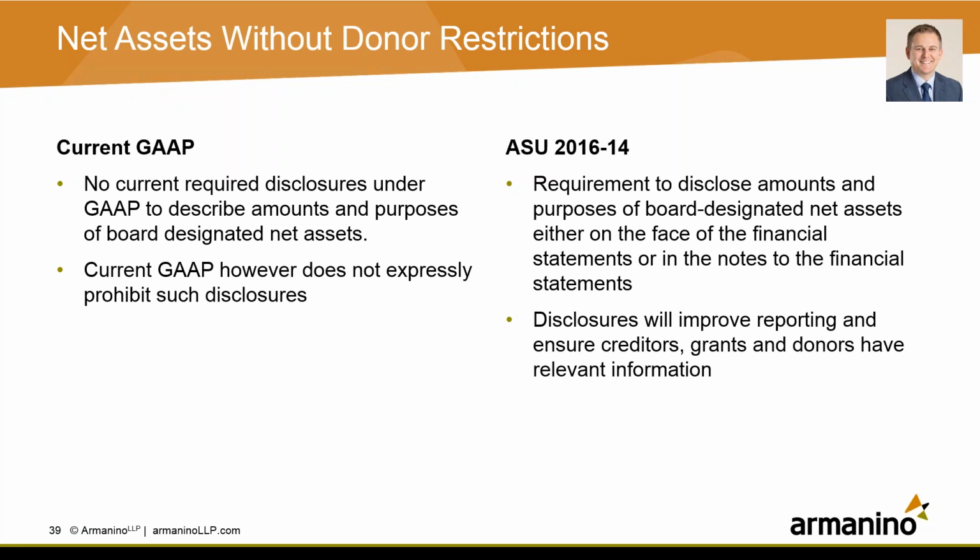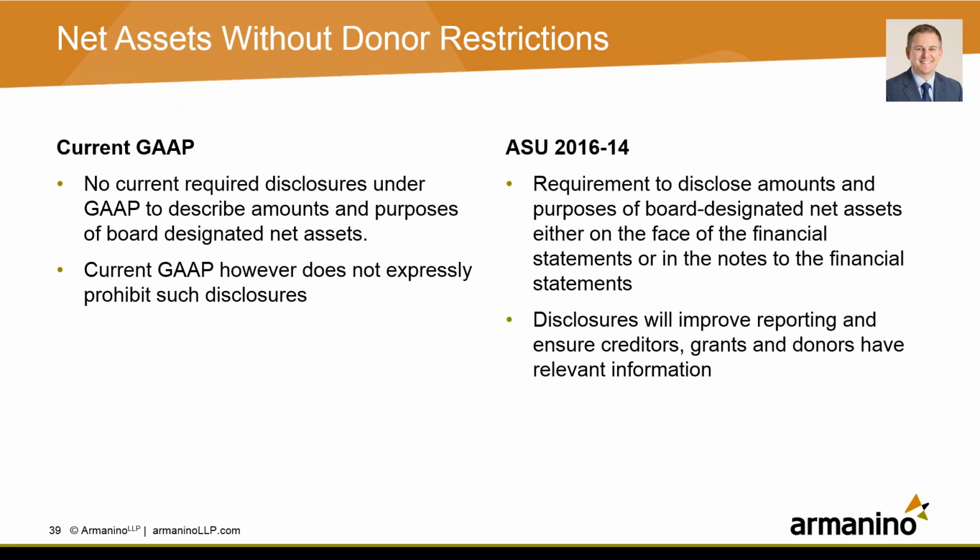Now, I recognize that many organizations are probably already doing this as accepted practice. So I don't think this will have much impact to them. But if you're not currently presenting this information in this way, where you're disclosing the internal or board designated net assets, you will need to start gathering this information to compile these disclosures fairly soon. So again, with the adoption of the standard for June 30, 2019, with a comparative financial statement presentation, you will need this information for the year ended June 30, 18 as well. So keep that in mind.